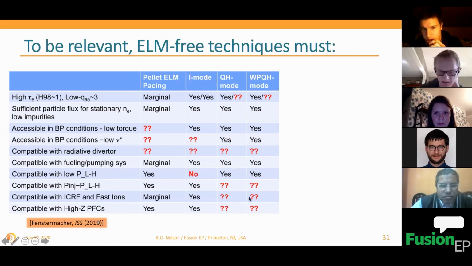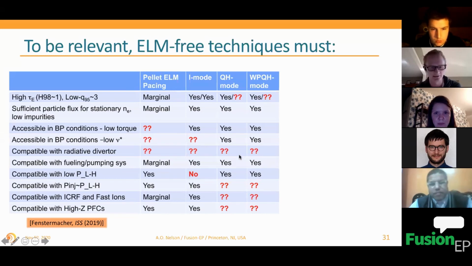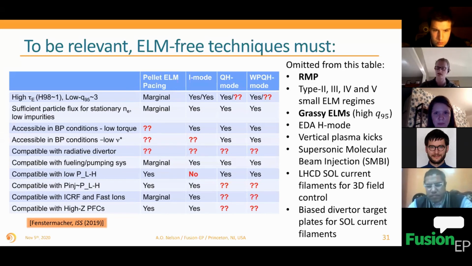And for these three, Max Fenstermacher went through and labeled the state of the research. Is this technique compatible with these conditions? You can see there's a lot of yeses on here, but there's also a couple no's and very many question marks. So there's still a bunch of research to be done if we can actually apply these regimes to burning plasma techniques. Omitted from this table are a bunch of different other techniques.